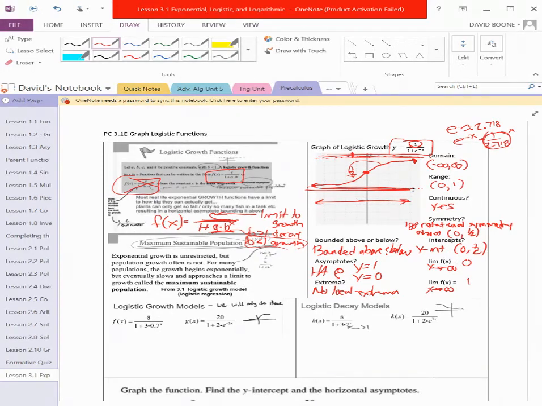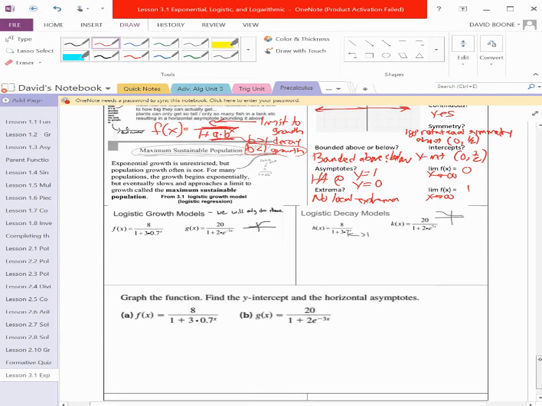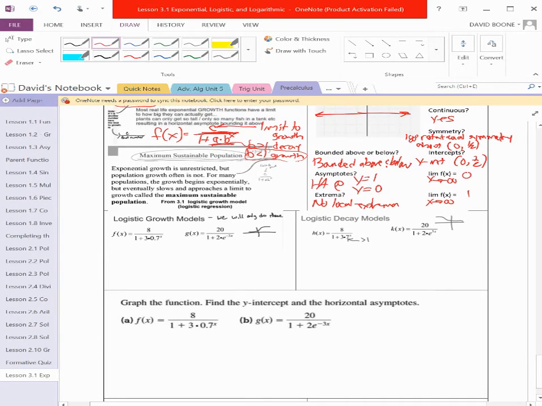All right, so I want to talk a little bit about growth models and decay models. Again, I want to emphasize that in the setup f of x equals c over 1 plus a times b to the x, if that b value is less than 1, it is growth.